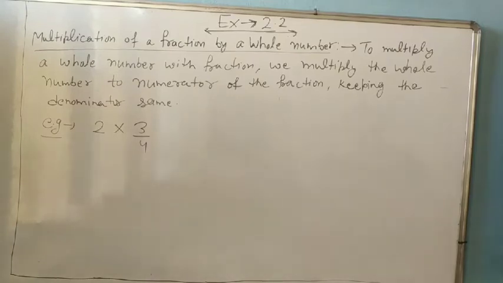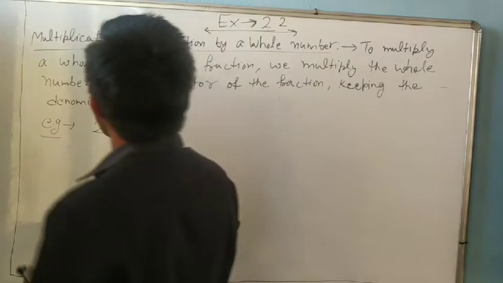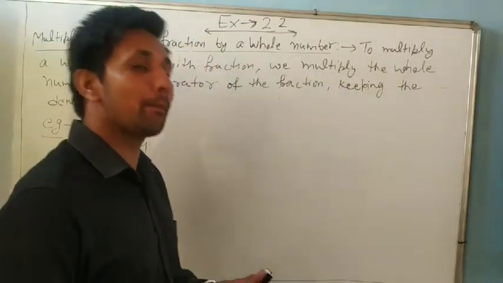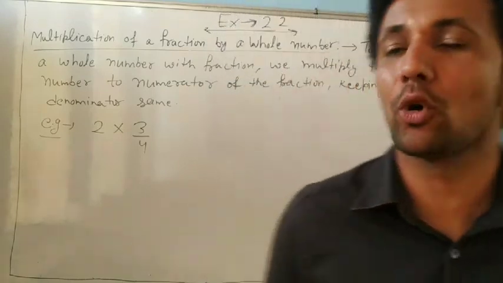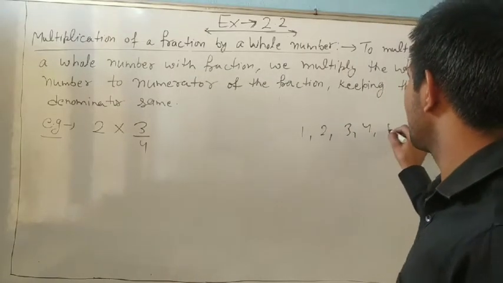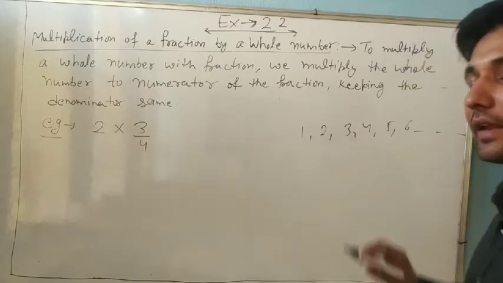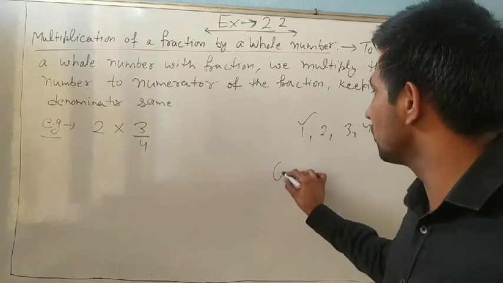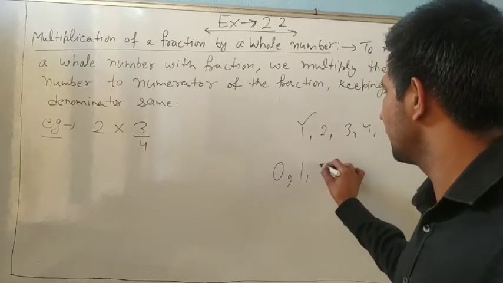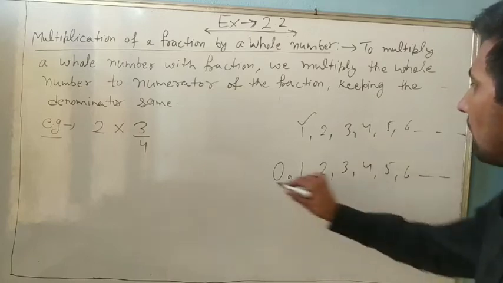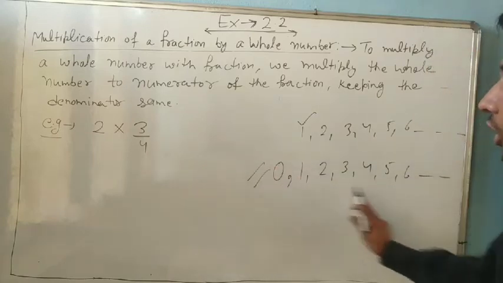Yes, now dear students, we will learn how to multiply a fraction with a whole number. Everyone knows what a whole number is: 1, 2, 3, 4, 5, 6, 7 up to the end are natural numbers. If we add 0 to the natural numbers, they become whole numbers. So these are all whole numbers.